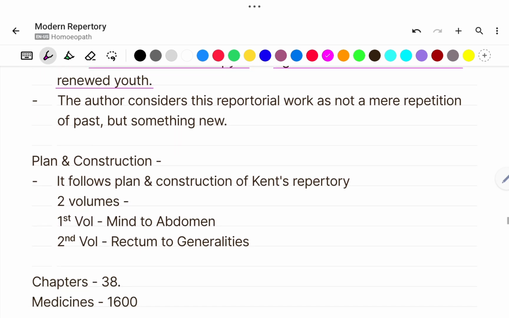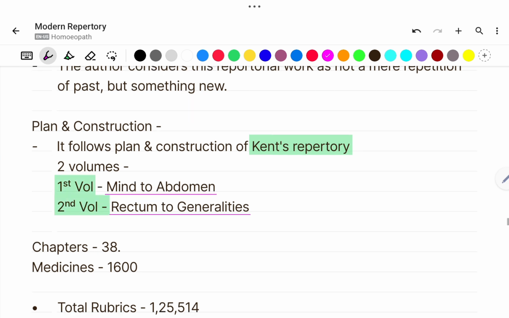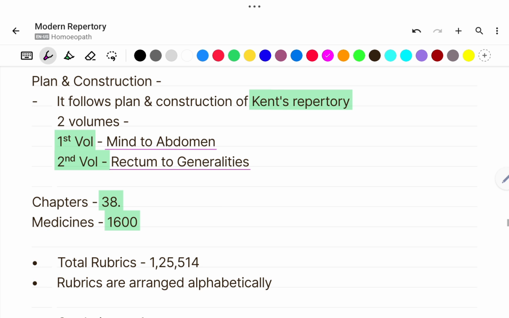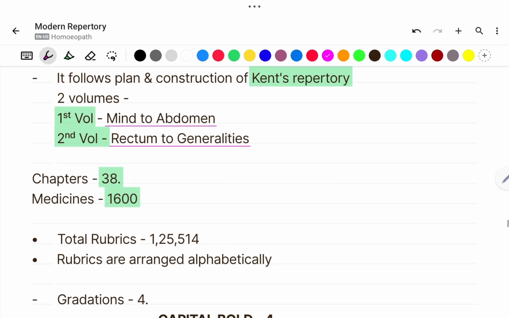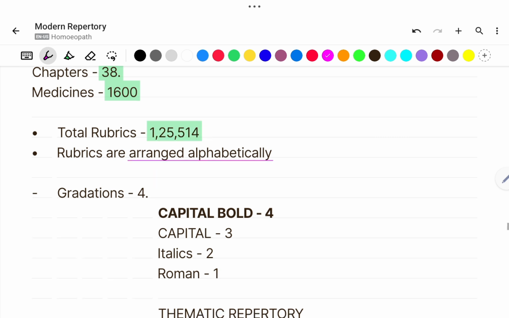Now we'll see the plan and construction of this repertory. It follows the plan and construction of Kent repertory, having 2 volumes. First volume, mind to abdomen, and second volume, from rectum to generalities. Total number of chapters in this repertory is 38. Total number of medicines 1600. Total number of rubrics comes out to be 1,25,514, and the rubrics are arranged alphabetically.